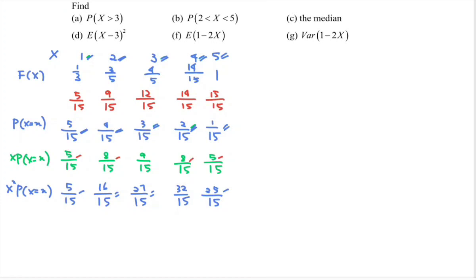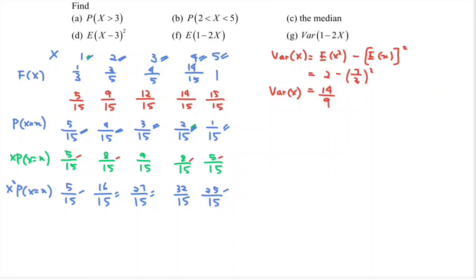Next is to find the variance of x, where we have E of x squared minus E of x, squared. So here we have 2 minus 7 over 3, squared. Then the variance would be 14 over 9.